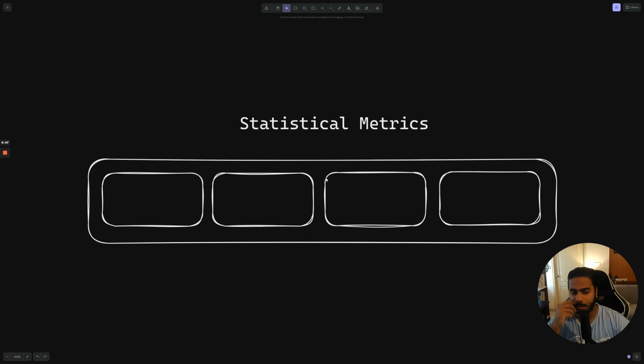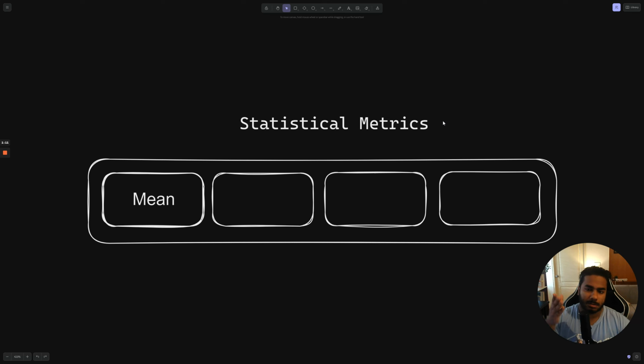So we have statistical metrics. The first one is mean. So what is mean? Mean is basically the average of whatever data set you have. Let's say whatever data you have collected for whatever metric you are trying to optimize for, you average them out and you get the mean.